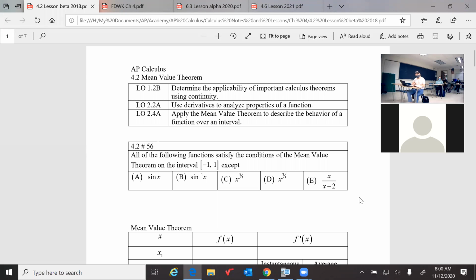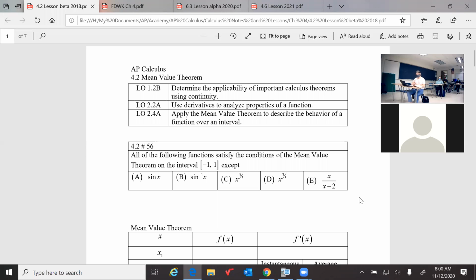So, the conditions are that it is continuous and differentiable. So on this interval, one of these fails at least one of the conditions. So without answering the question, we'll just go to E.